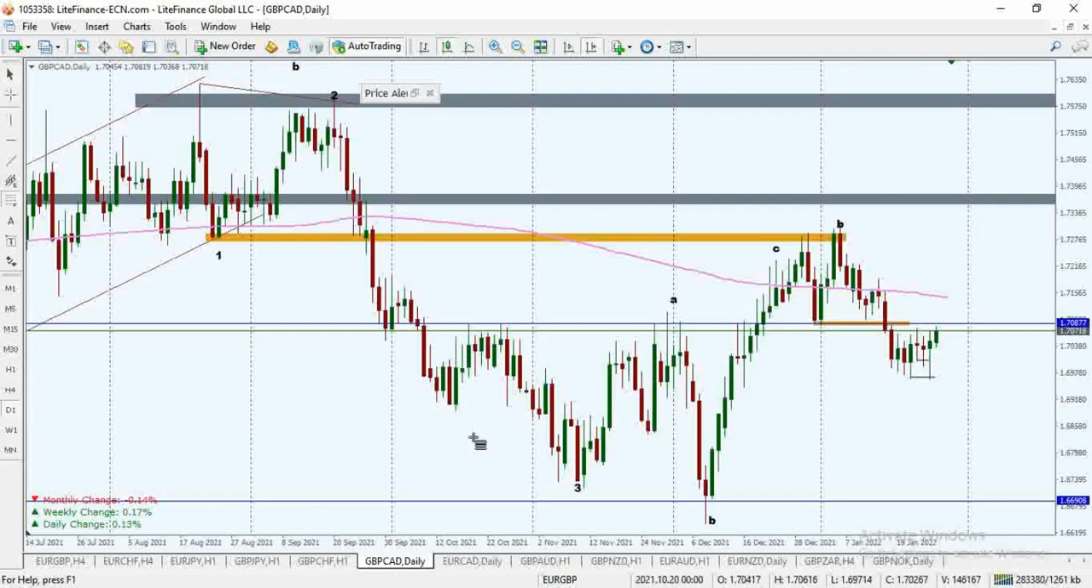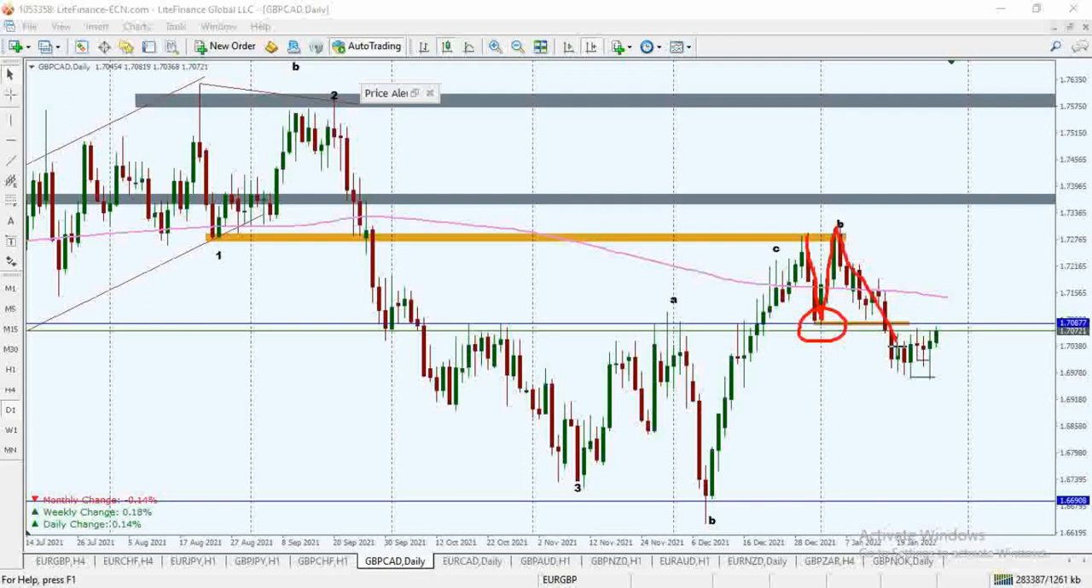So what's going on here with GBPCAD? We are done with this environment right here. So what is left? We did see what could possibly be a flat structure here.